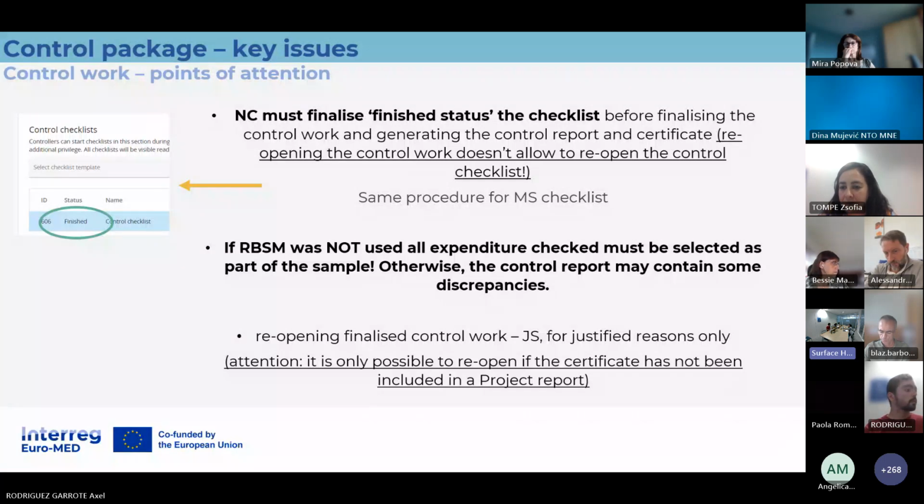About co-financing, we will have public co-financing, but in the system it's set as private co-financing. How can this be changed? This is the reason why we cannot submit the report.